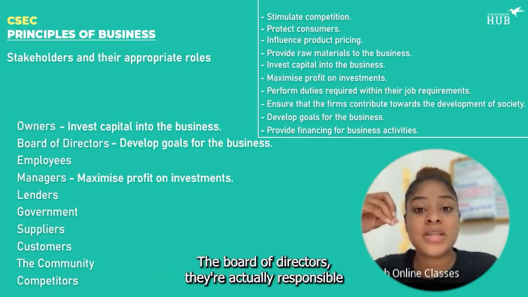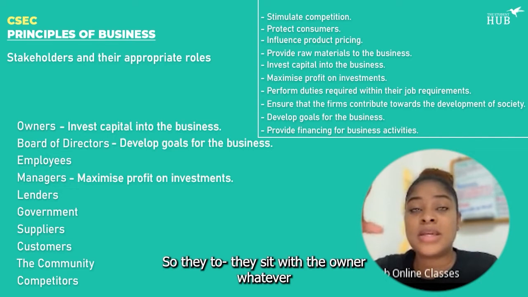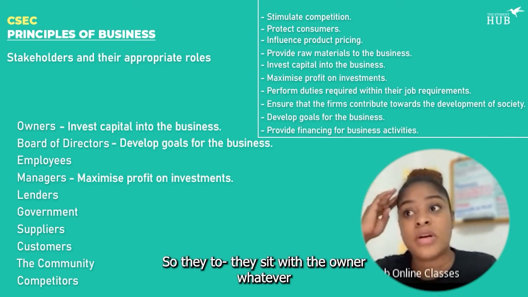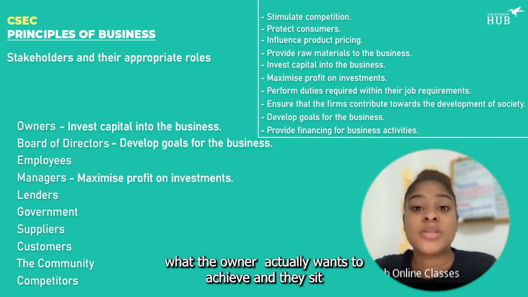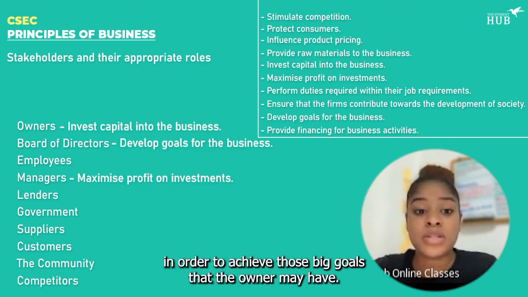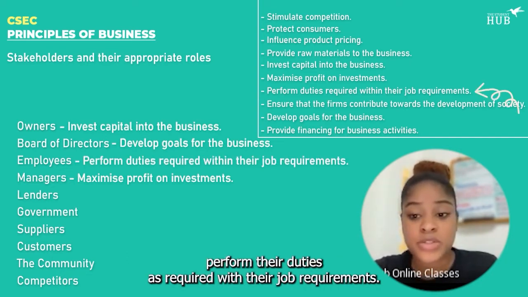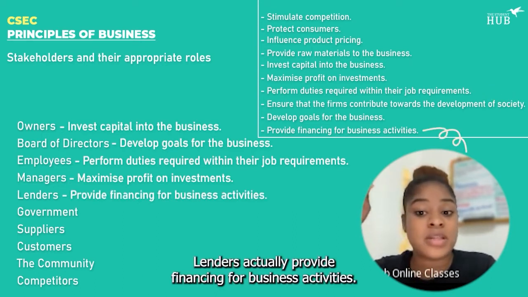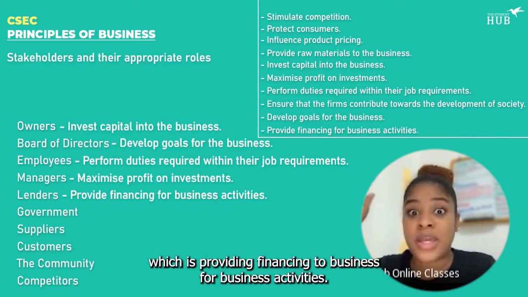The board of directors, they're actually responsible for developing the strategic goals for the business, right? So they sit with the owner, or they have the owner's initial plans, and they know what the owner actually wants to achieve, and they try to figure out what strategic goals the business should aim for in order to achieve those big goals that the owner may have, right? Employees, of course, they perform their duties as required with their job requirements. Lenders actually provide financing for business activities. Their main role is to lend money, which is providing financing for business activities, right?